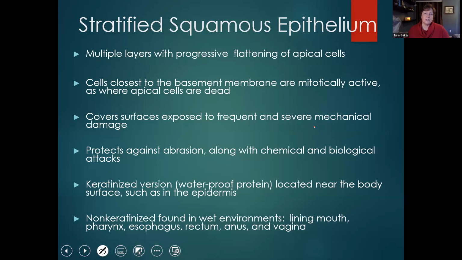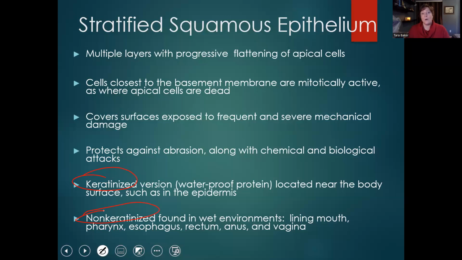There are two different versions of the stratified squamous: keratinized and non-keratinized. Keratinized means that there's going to be keratin. Keratin is what makes up your hair and your nails, and the surface of your skin. So keratinized makes a waterproof surface, and it's harder. Okay, so our skin, hair, and nails are made up of keratin. Our skin is going to be keratinized stratified squamous.